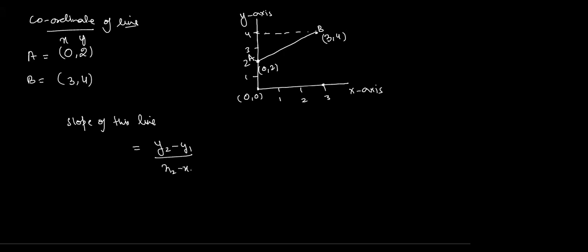And what is y1, y2? This one is considered as x1, the first one, and this one is y1, and this is x2, and this is y2. Now you simply have to calculate y2 minus y1, which is 4 minus 2, and then x2 minus x1, which is 3 minus 0. That will be the slope of the line. You can write here 2 by 3 is the slope of this line.